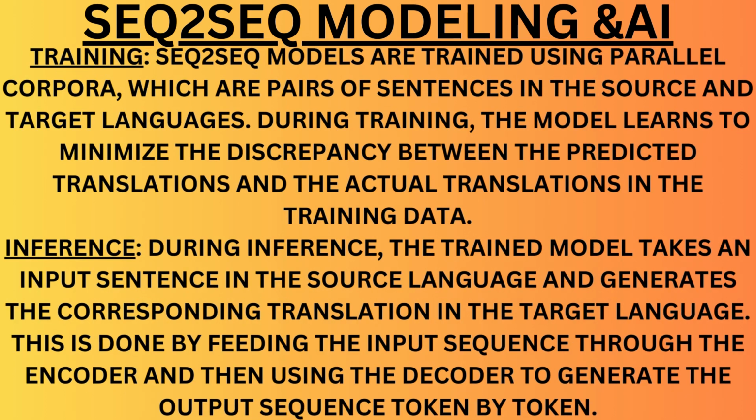Training. Sequence-to-sequence models are trained using parallel corpora, which are pairs of sentences in the source and target languages. During training, the model learns to minimize the discrepancy between the predicted translations and the actual translations in the training data. Inference. During inference, the trained model takes an input sentence in the source language and generates the corresponding translation in the target language. This is done by feeding the input sequence through the encoder and then using the decoder to generate the output sequence token by token.